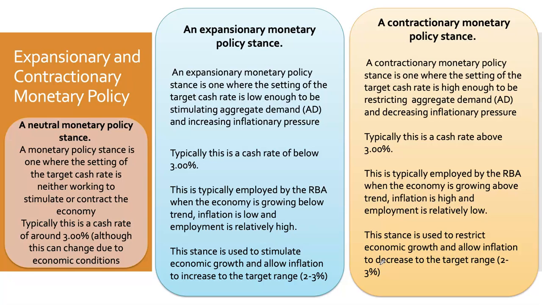So let's talk about what actually is an expansionary and what is a contractionary monetary policy. Now, here you're welcome to have a read. I've explained what a neutral monetary policy stance is, and this is where they have set a rate where they don't really want to stimulate, so make the economy bigger, or contract the economy. And that typically means the cash rate is around 3%, although that's not a hard and fast rule. What we're going to focus on is what is an expansionary and what is a contractionary monetary policy stance.